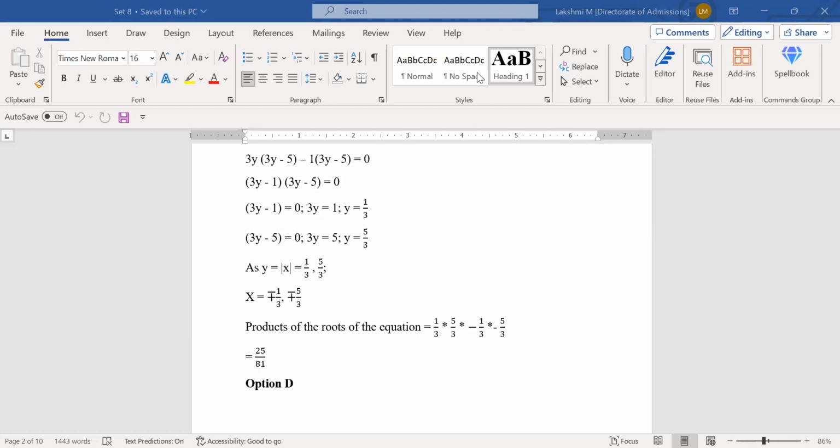Most of us have thought it's 5 by 3, 1 by 3. We have never thought that the plus or minus is going to affect the answer. So all the kids who have answered A, you need to be careful about the signs also. It is something that you need to be careful about. Is this question clear, children? I hope so. This is a very easy question.